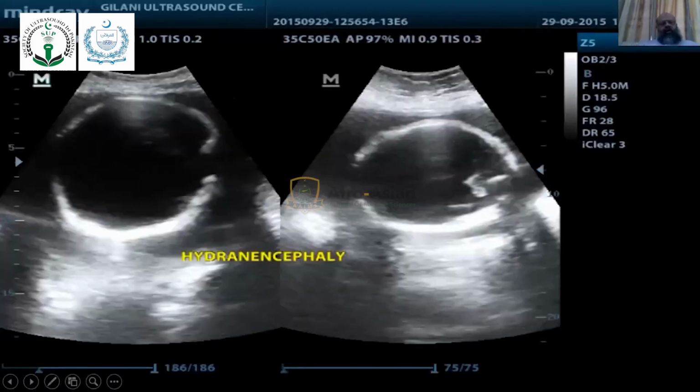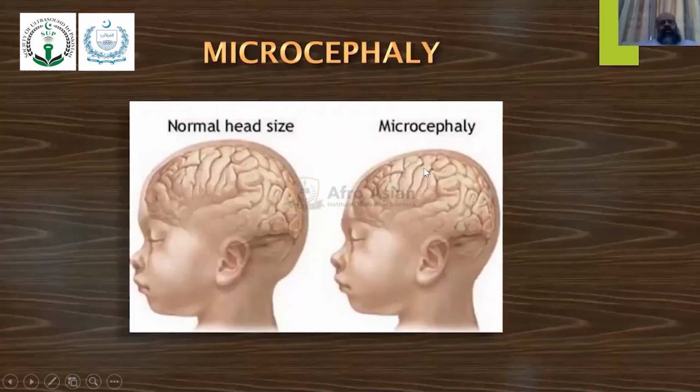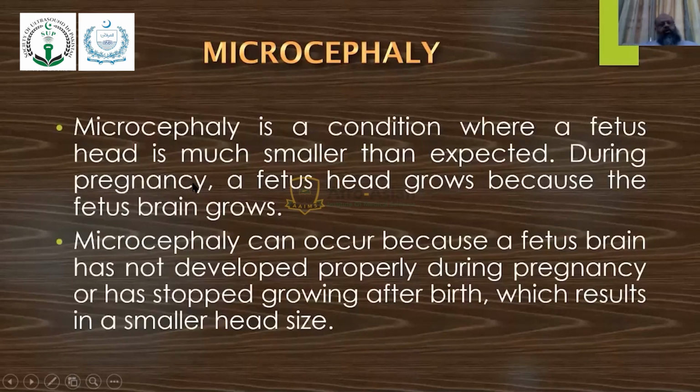Then comes the microcephaly. This is the normal head and smaller head. Microcephaly is a condition where a fetus head is much smaller than expected. During pregnancy, a fetus head grows because the fetus brain grows. Microcephaly can occur because a fetus brain has not developed properly during pregnancy or has stopped growing after birth, which results in a smaller head size.